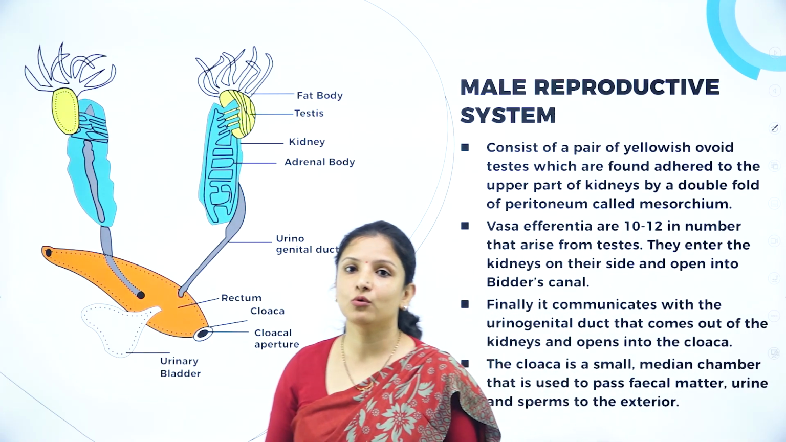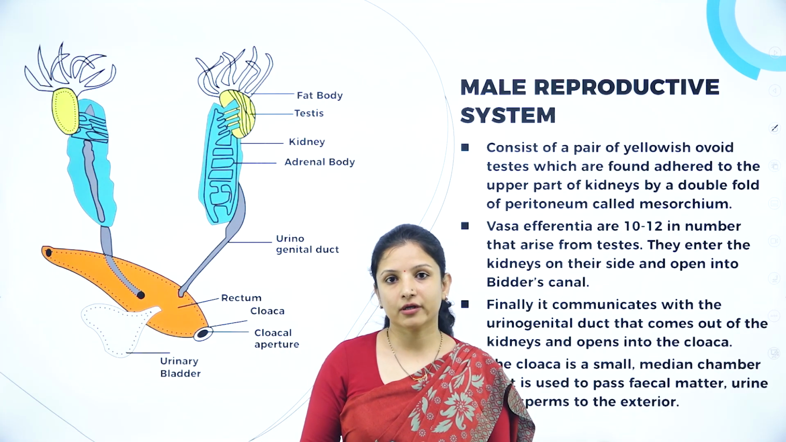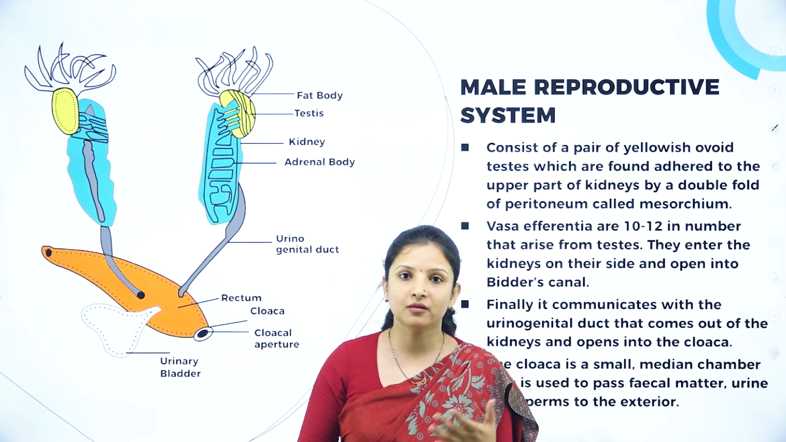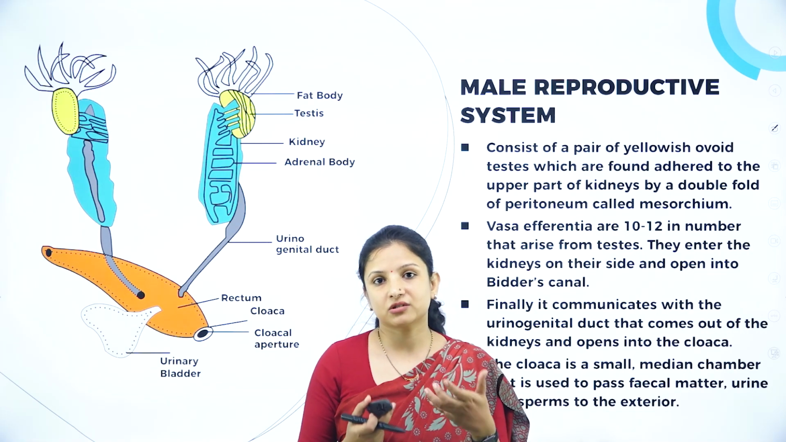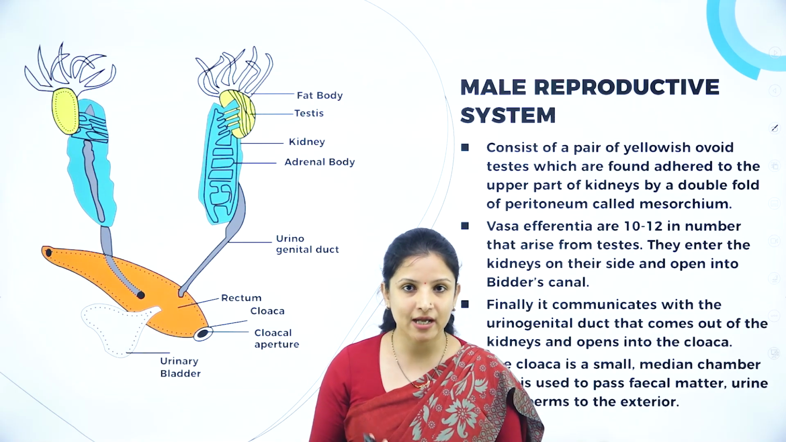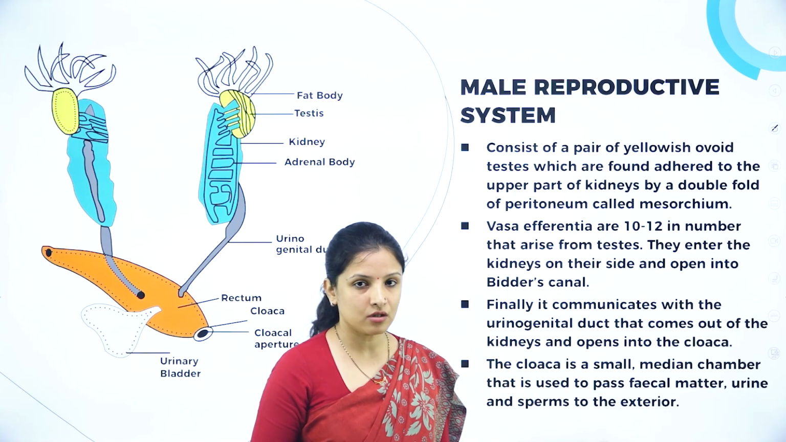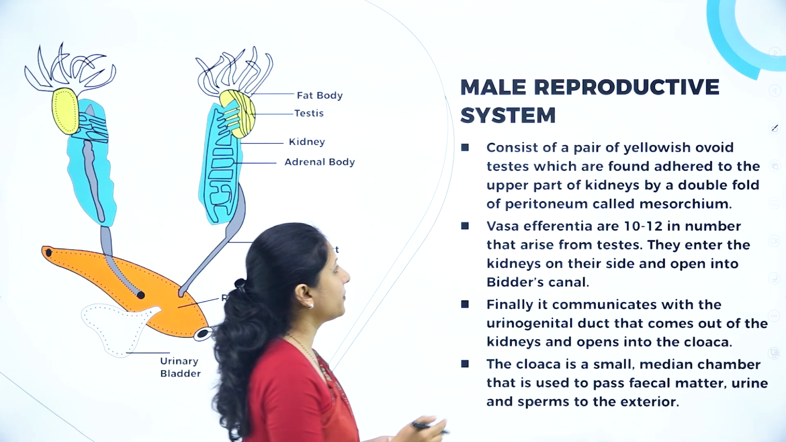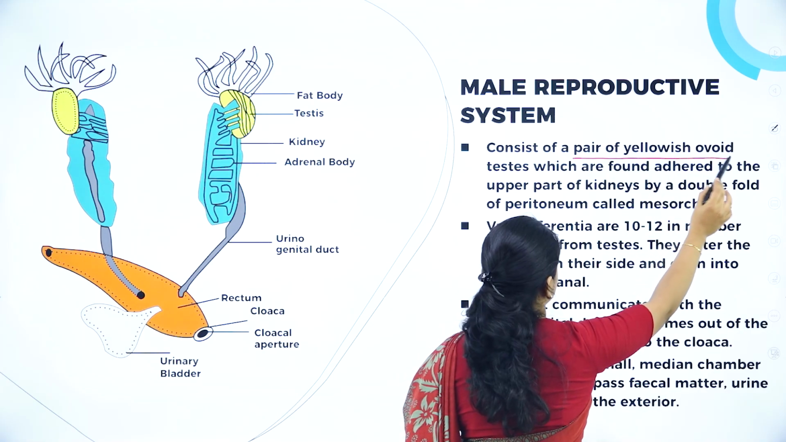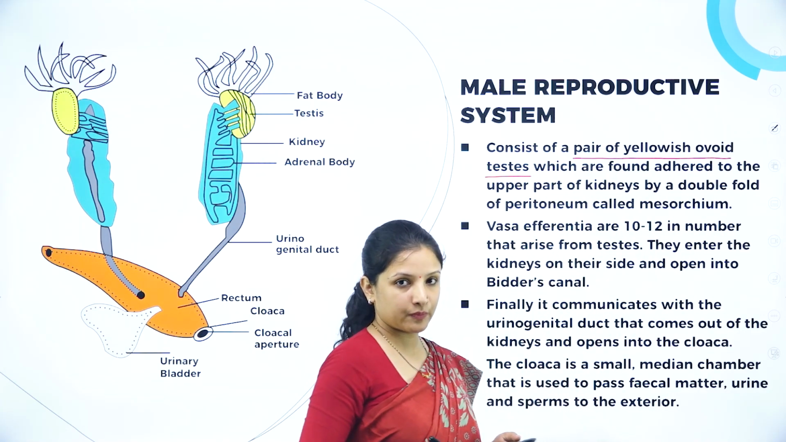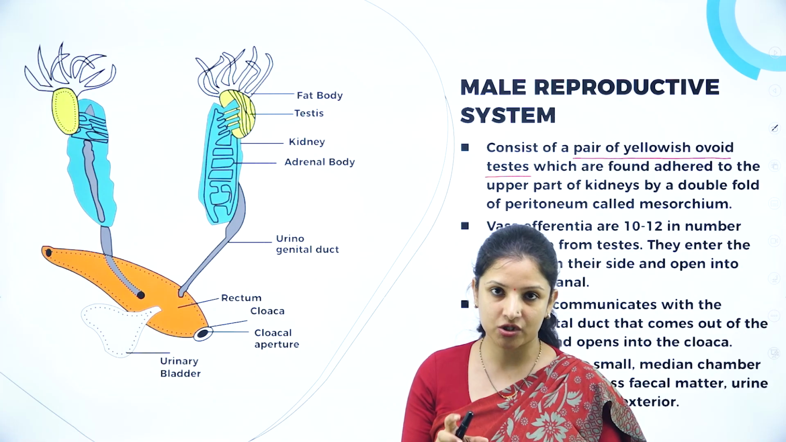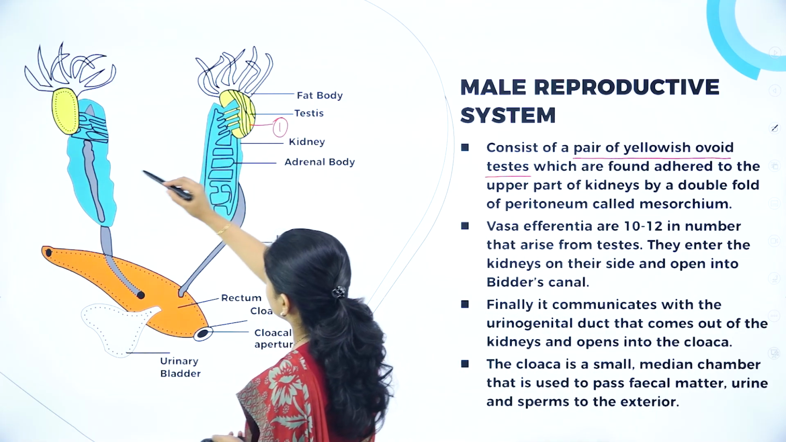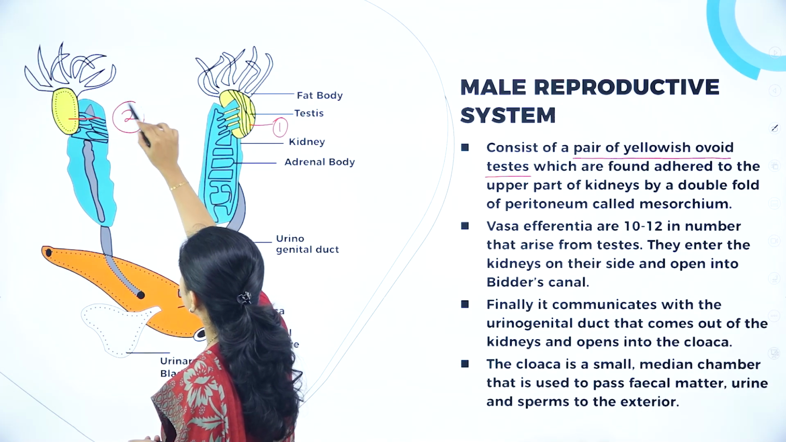So frogs, we know that they are egg-laying organisms wherein the egg is produced by the female and the sperms are produced by the male. To produce these, how their structure looks, how the sperm travels, how the egg travels and all that we shall look into. Talking about the male reproductive system, it consists of a pair of yellowish ovoid testes. So two testes will be present, which are ovoid in shape and yellow in color.